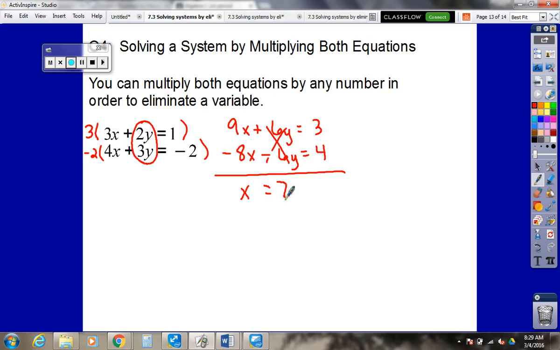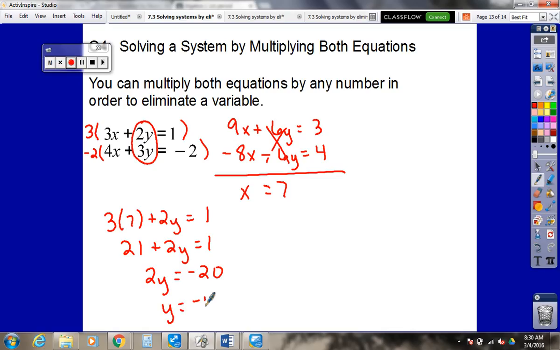Carson, how do I find what y is? Put 7 in for x. Good. Which equation? Doesn't matter. Yeah, it doesn't matter, but we'll use the top. So 3 times 7 plus 2y equals 1. Can you finish solving that for me? 21 plus 2y equals 1. 2y equals -20. Y equals -10. Good.